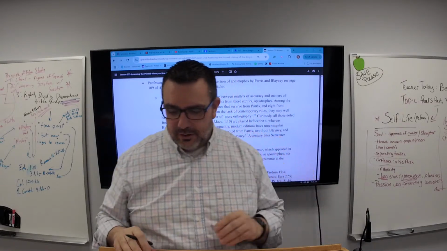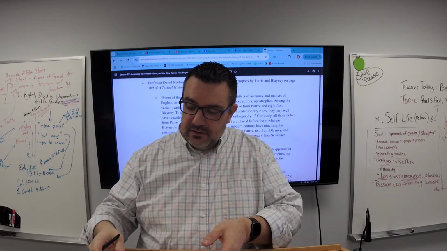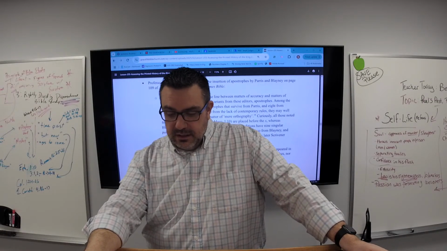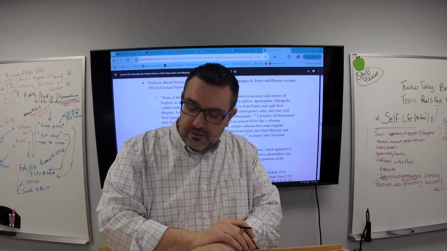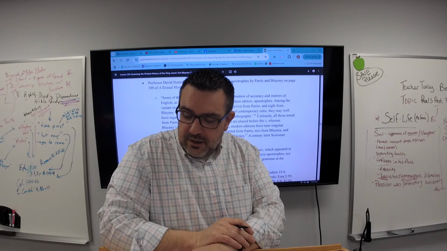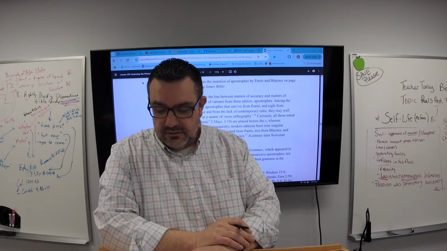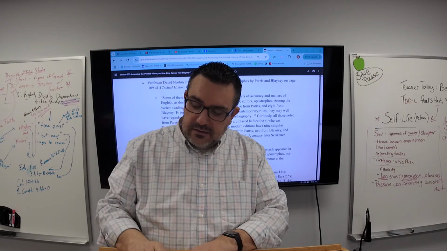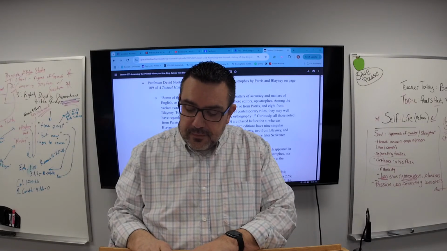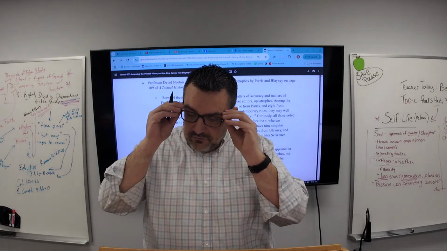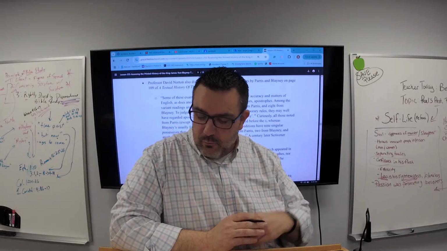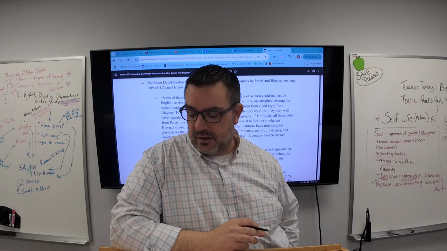So, Professor David Norton also discusses the insertion of apostrophes by Paris and Blayney on page 109 of A Textual History of the King James Bible. He says, quote, "Some of these examples cross the line between matters of accuracy and matters of English, as does another group of variants from these editors, apostrophes. Among the variant readings are 18 apostrophes that survive from Paris and 8 from Blayney. To judge from these and from the lack of contemporary rules, they may have regarded apostrophes as a matter of mere orthography."